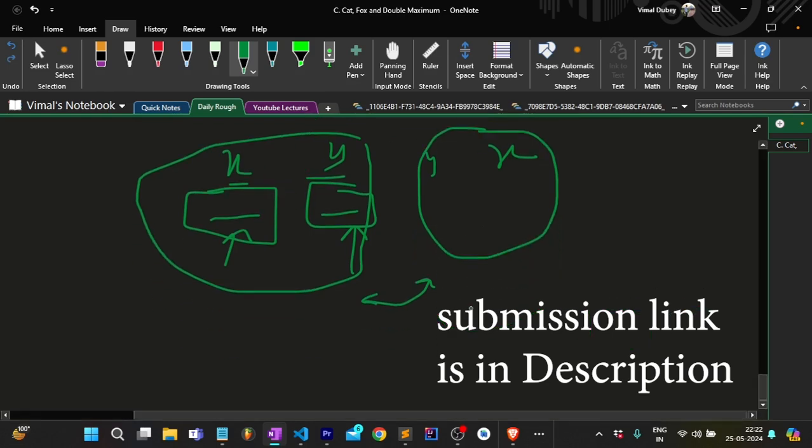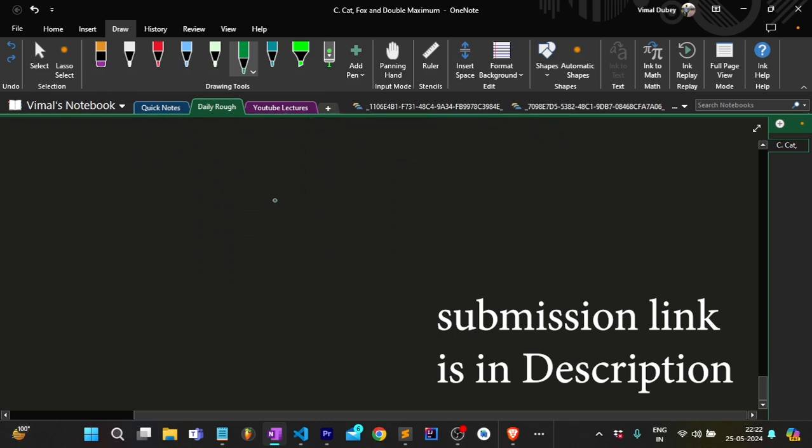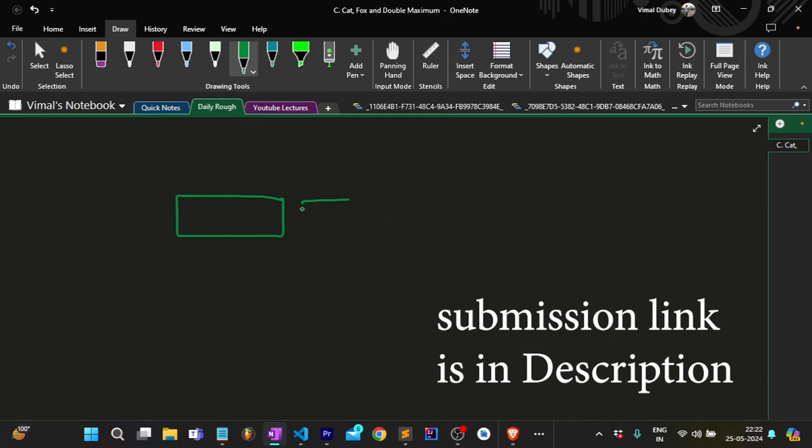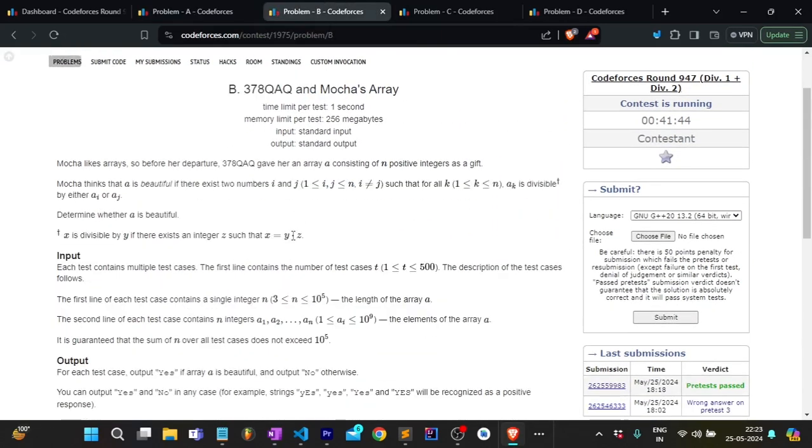So if I try to summarize the solution, first of all we break the array into segments which are sorted. If the number of segments that are sorted in themselves is greater than 2, then the answer will never be possible. And if the sorted segments are 2 or 1, meaning less than or equal to 2, then the answer will always be possible. So yeah, this was all about problem A. Problem A was very simple. Now let's move on to problem B.